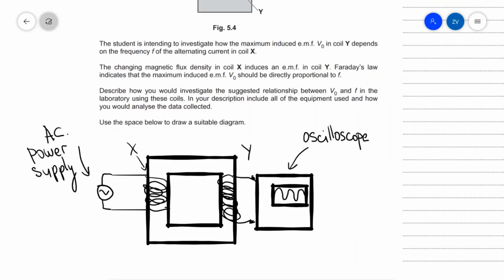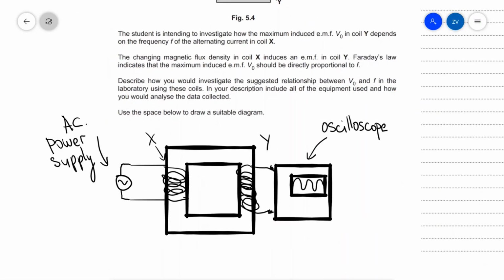Now, what we've done is we've connected an AC power supply to coil X, and this is going to have current which will be constantly changing direction. This will be changing the magnetic flux, and consequently that means that there's going to be an induced EMF in coil Y. We've connected an oscilloscope, and with the help of that oscilloscope, we'll be able to measure the time period.